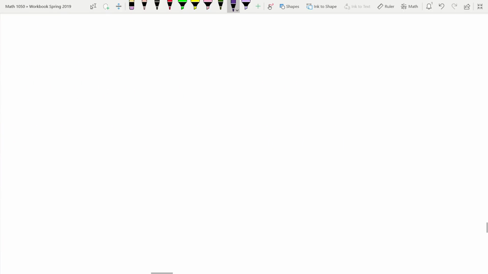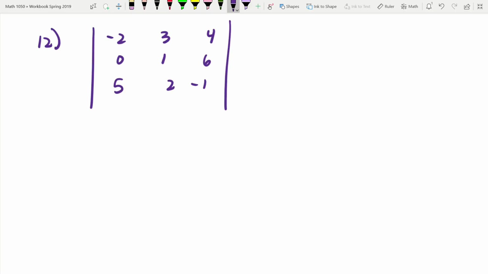Okay, question number 12. Find the determinant. Okay, so we've kind of done this because we did a big, huge Cramer's rule. There was a question on the final recently that just said find the determinant. It didn't have you actually go through and solve a system, okay? So write down your -2, get rid of the row, get rid of the column, 1, 6, 2, -1.